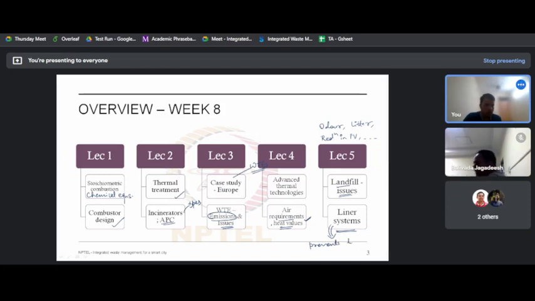It prevents leachate infiltration. So this was the basic overview for week 8.